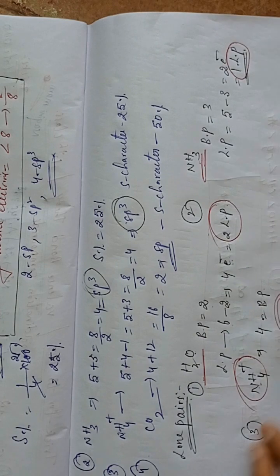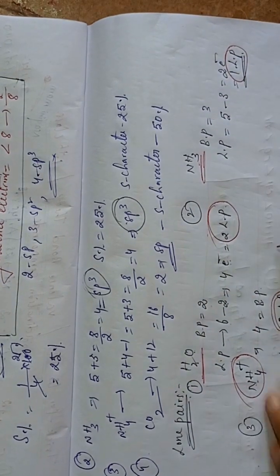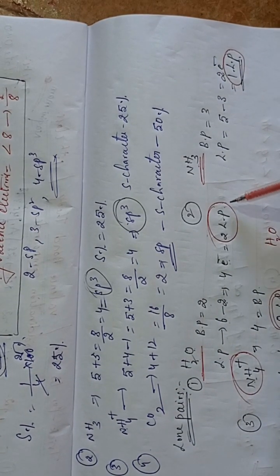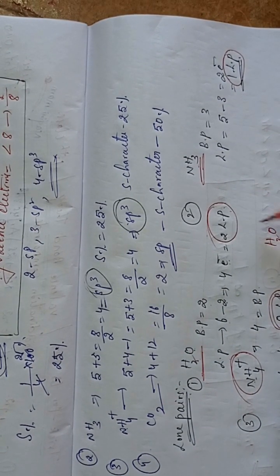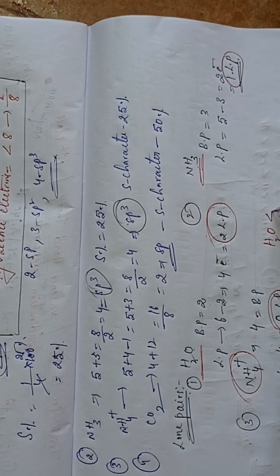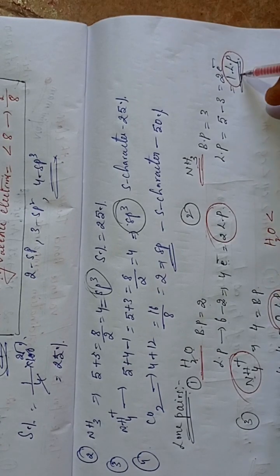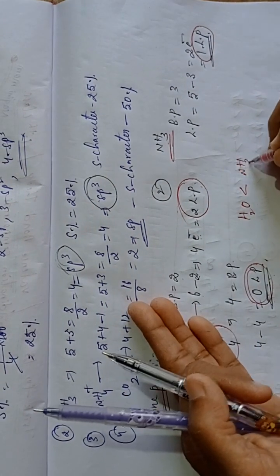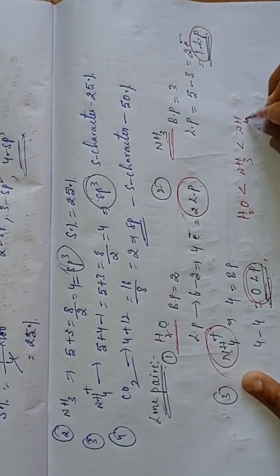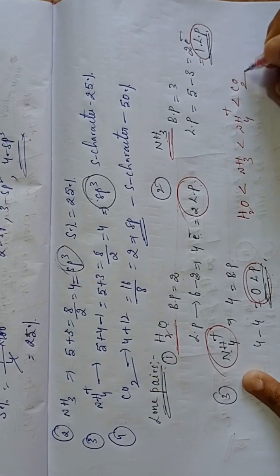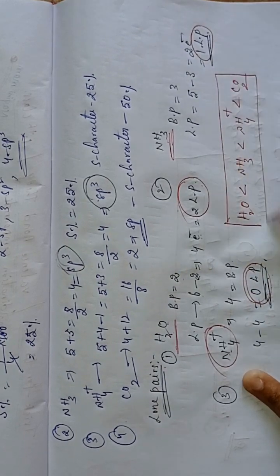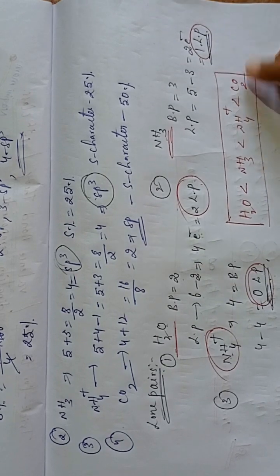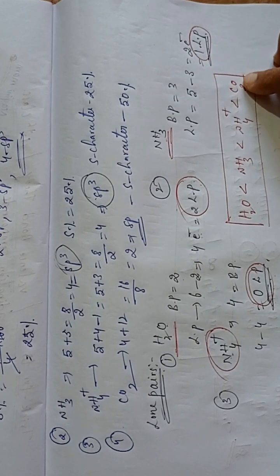Tell me, students. First one, water. Water has more lone pairs, that's why its bond angle is less. Next, NH3 has one lone pair, that's why its bond angle is less. Next, which compound? NH4 plus. Next, which one? CO2. So this is the correct option. Are you clear, students? This is because of 50% S character, that's why its bond angle is more.